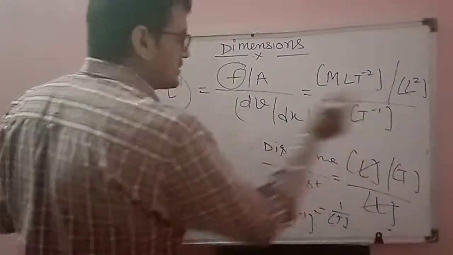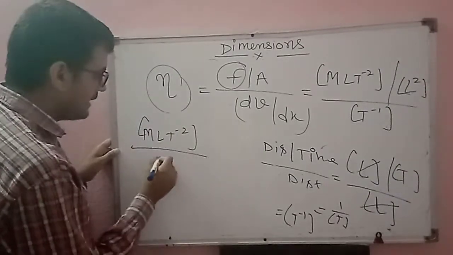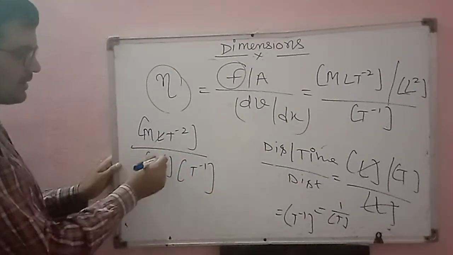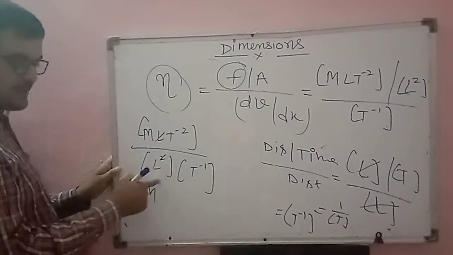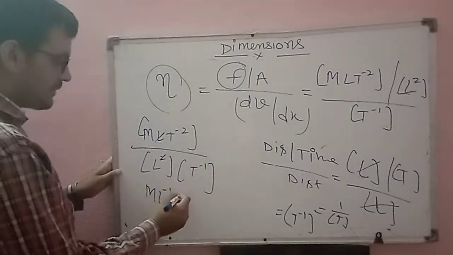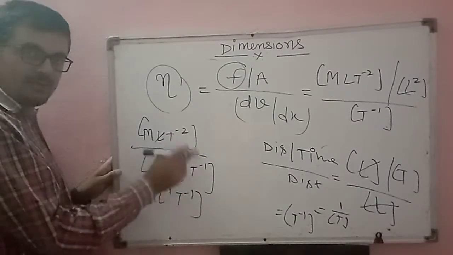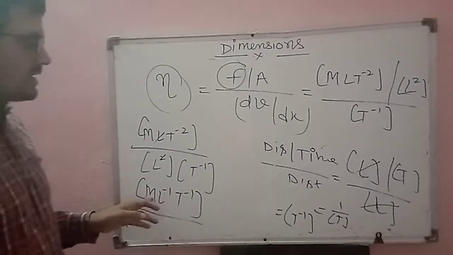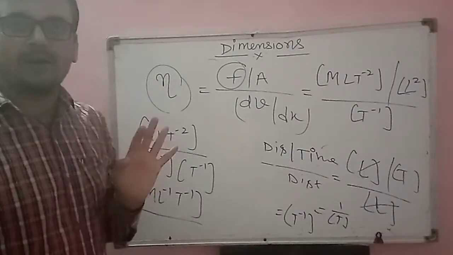This L square will go down. M L T to the power minus 2 over L square, T to the power minus 1. So you can cancel one L by this power of one L, so it will be M. The remaining L will go up, so its power will be minus 1, and T will go up, so its power will be T to the power minus 1, because it will be positive. Minus 2 becomes positive. Minus 2 plus 1 equals minus 1. So this is the dimension of the viscosity coefficient: M L to the power minus 1 T to the power minus 1.